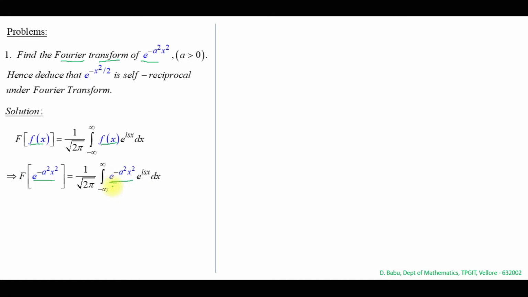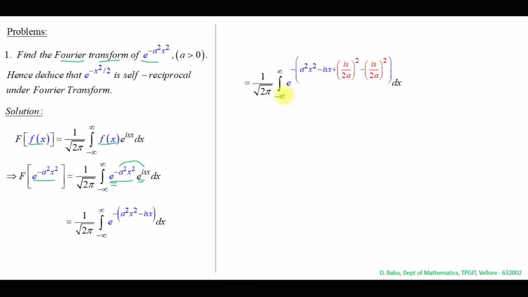So here the bases are the same. Therefore, we add the exponent terms, which gives 1 divided by square root of 2 pi, integration minus infinity to plus infinity, which can be written as minus a square x square plus i s x. Let us check: minus into a square x square, minus into minus is plus, i s x. So it is correct, which equals 1 divided by square root of 2 pi, integration minus infinity to plus infinity, e power minus a square x square minus i s x.